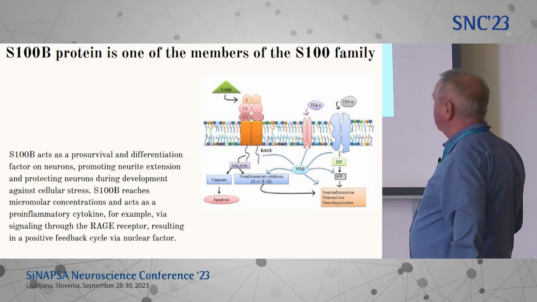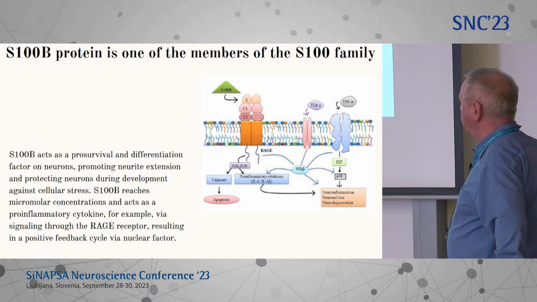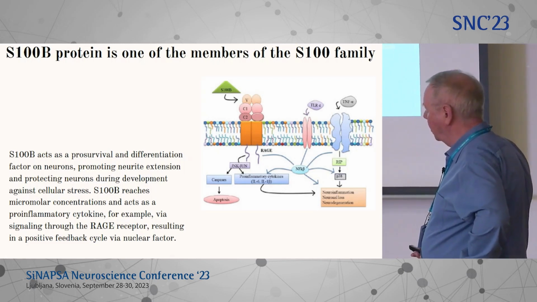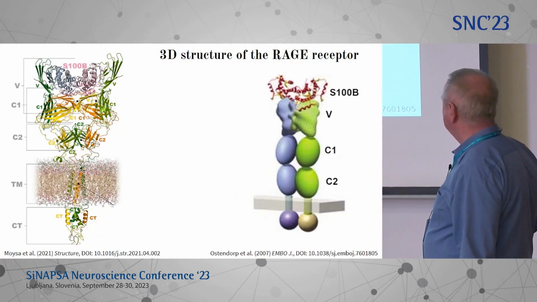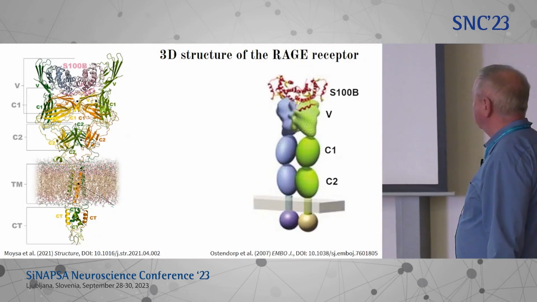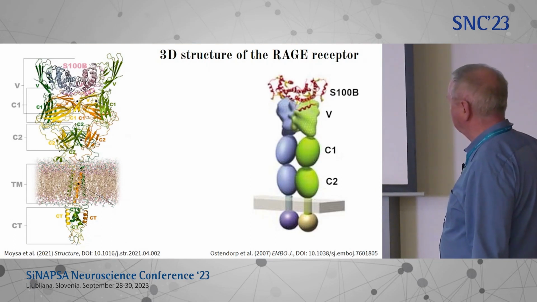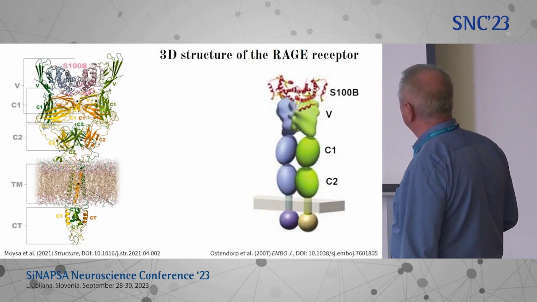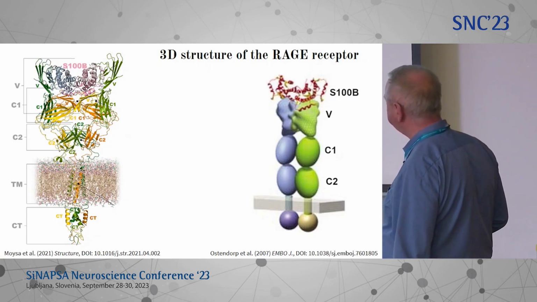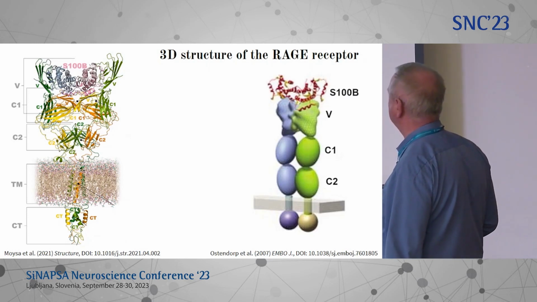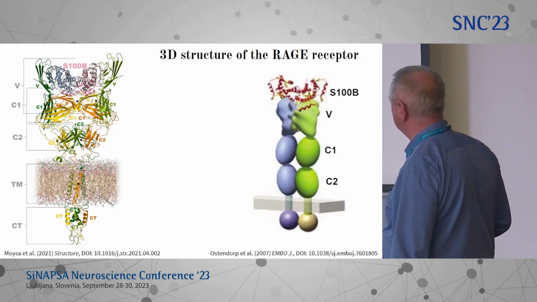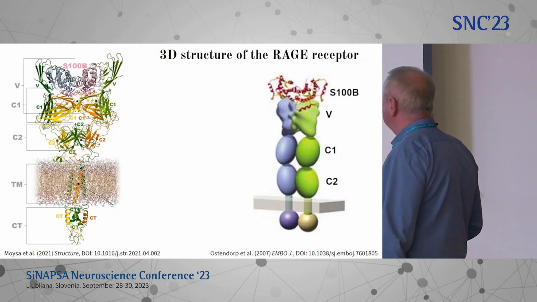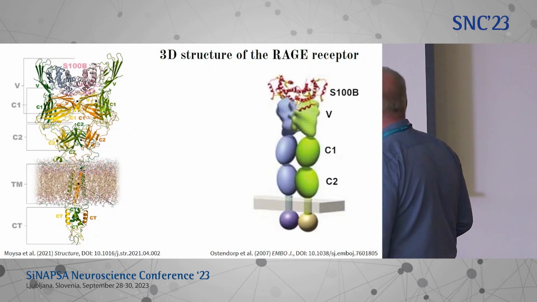And this is the complex of S100 beta with RAGE. It was studied by a couple of groups. Here I show these very old papers, from 2010 from Günther Fritz. It shows the structure of the RAGE receptor, which contains several domains. After that is the transmembrane domain, and the cytosolic domain.